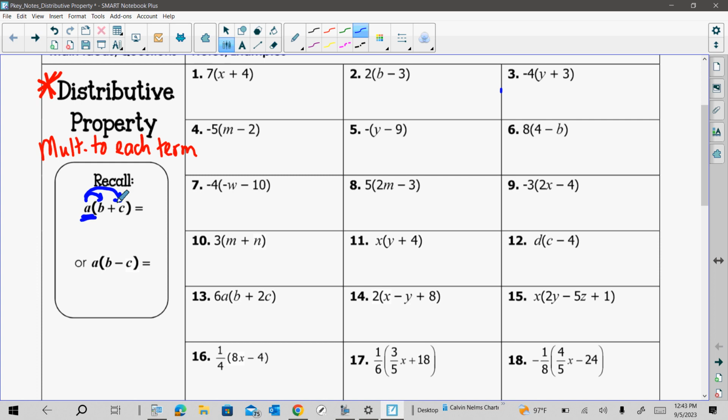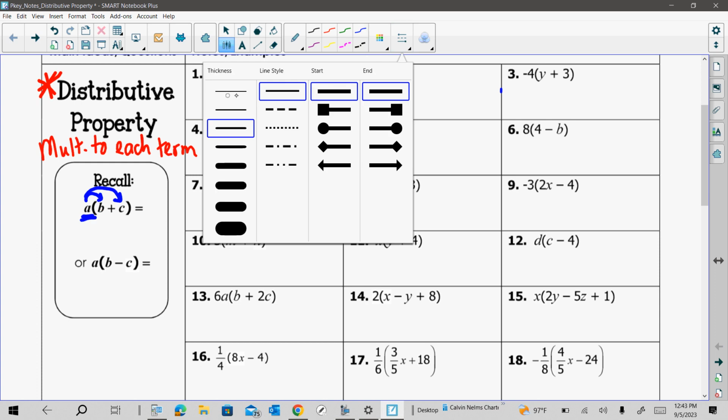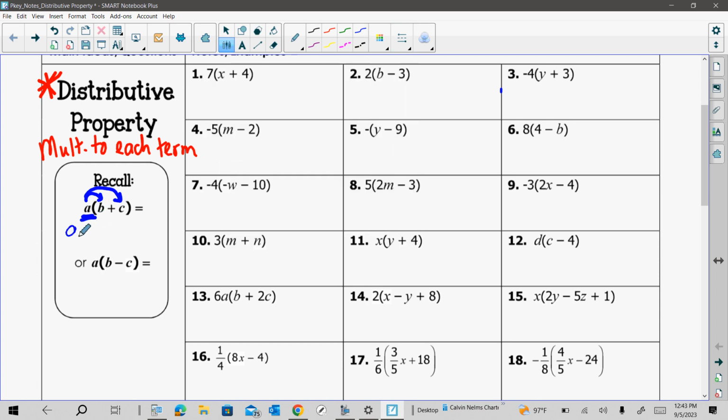I like your eyes up here when I'm going over stuff. To show that you're distributing each term, what you need to show on your paper, just on this recalling the property, is A times B plus A times C. If I'm writing, you're writing. Then you'll simplify that. If I'm writing, you're writing.